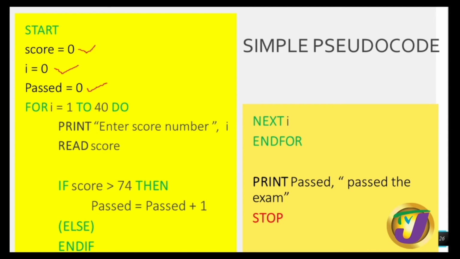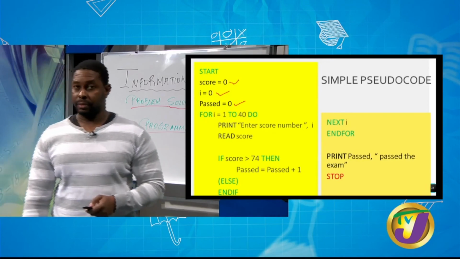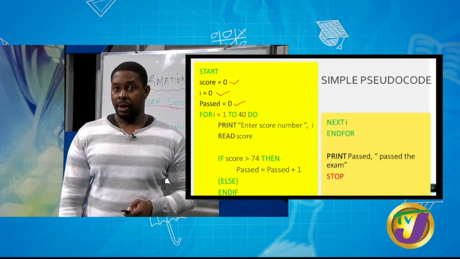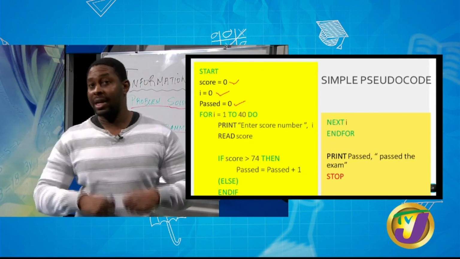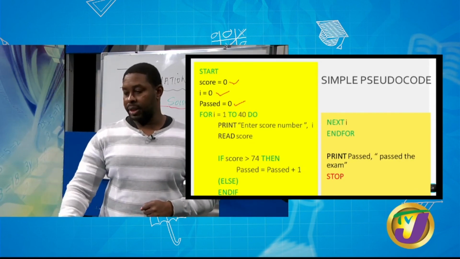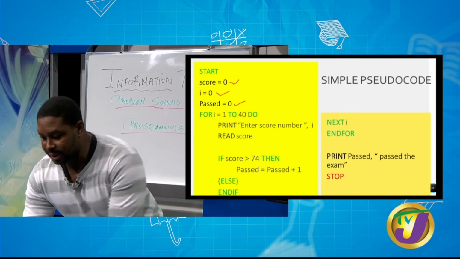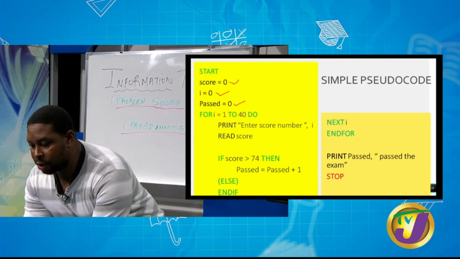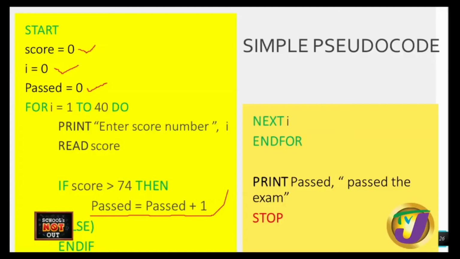So we have if score greater than 74, then passed equal passed plus 1. Now just to explain that quite quickly. The initial value of passed is 0. Which means that if we find someone who has passed, that statement is going to say passed equal 0 plus 1. And then that passed becomes 1.